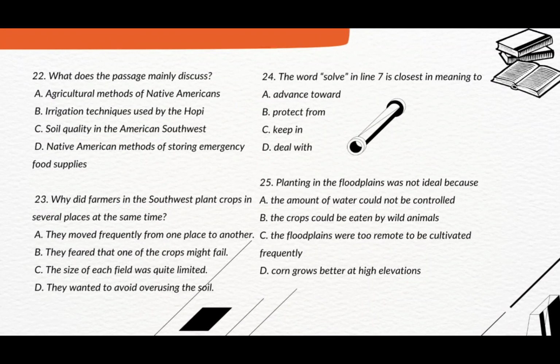23. Why did farmers in the Southwest plant crops in several places at the same time? A. They moved frequently from one place to another. B. They feared that one of the crops might fail. C. The size of each field was quite limited. D. They wanted to avoid overusing the soil.